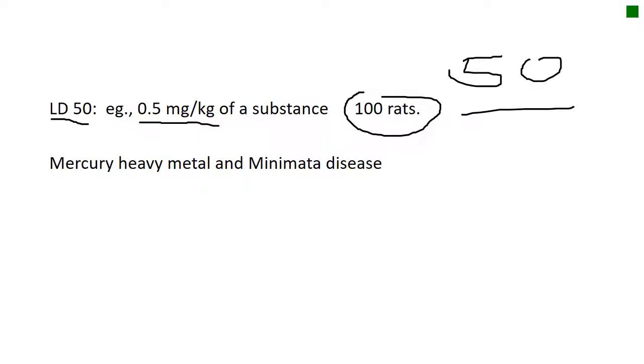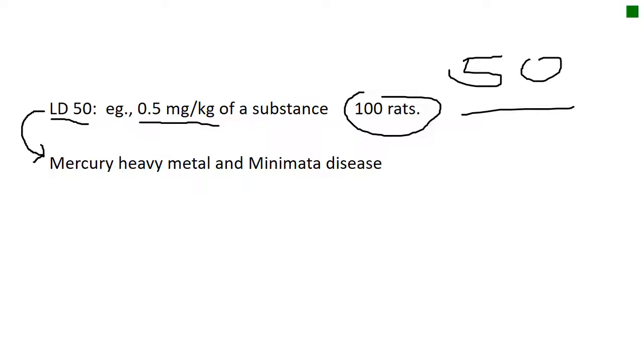Okay, so this is very important when you're measuring the toxicity of substances like mercury, which is a heavy metal, and it's implicated in Minamata disease, which was talked about in class. Minamata disease is a neurological disorder that affected many Japanese people from Minamata, and they worked at a factory where many of these substances were dumped into the water supply there.